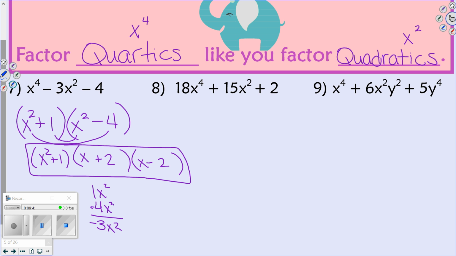There's no GCF. That's what I wanted you to notice first. Good. X to the 4th. So I'm going to treat these just like the x squared ones. Treat them just like quadratics. So set up my parentheses. What are my signs?